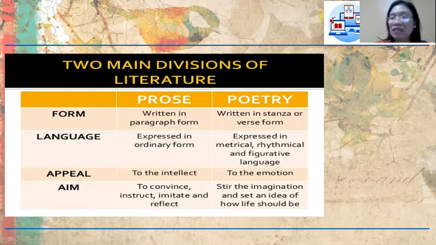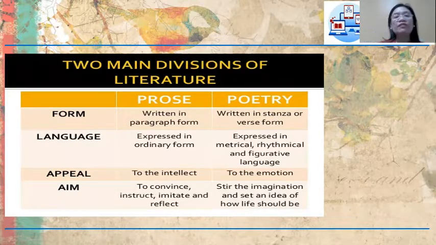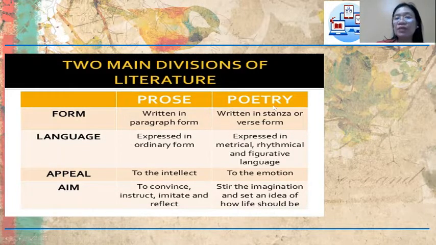Having discussed the definitions and its importance, let's move on to the two main divisions of literature. So what are the two main divisions of literature? We have prose and we have poetry. Now, let us differentiate the two. In terms of form, prose is written in paragraph form, whereas poetry is written in stanza or verse form, just like poems.